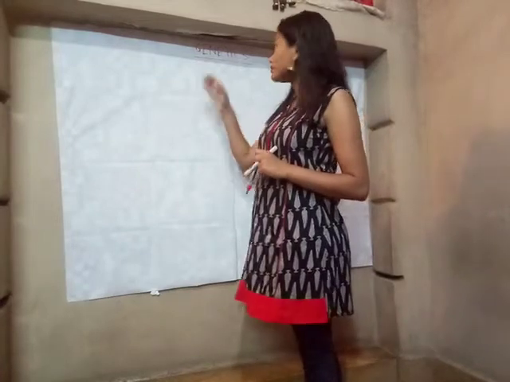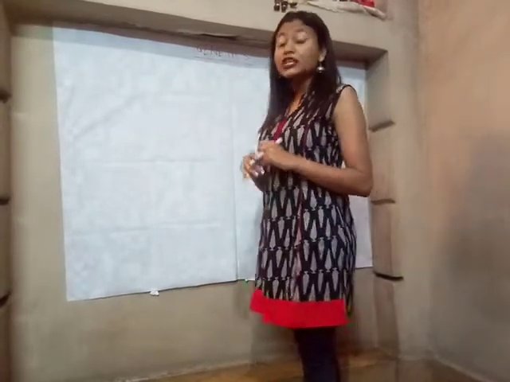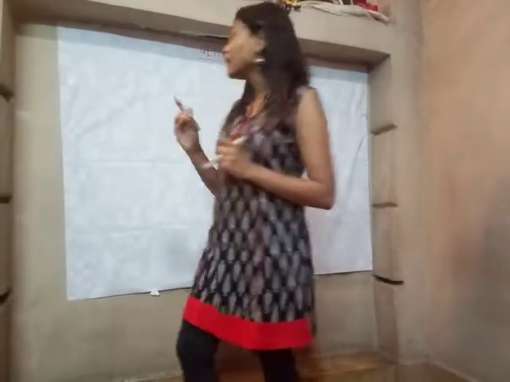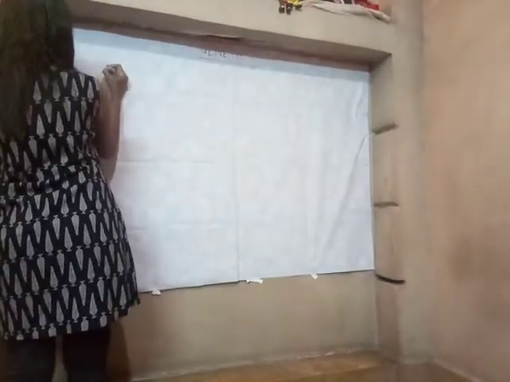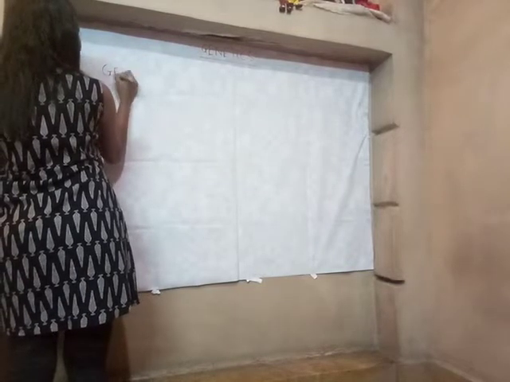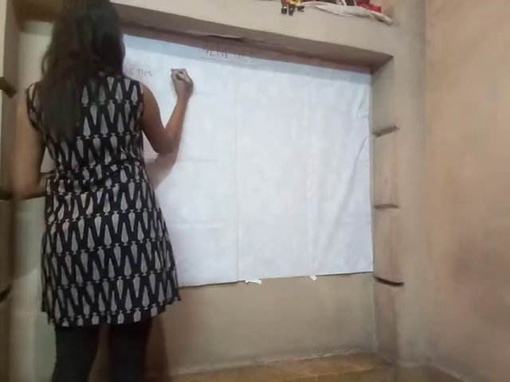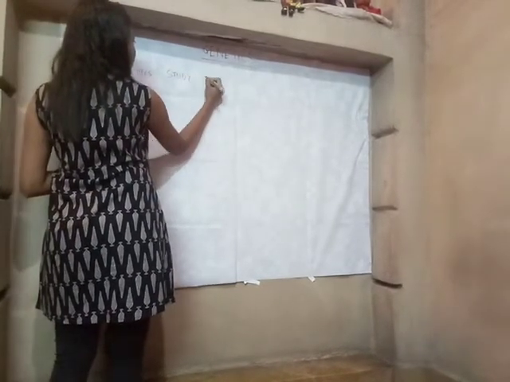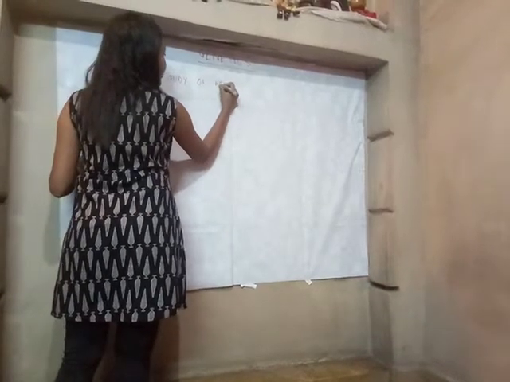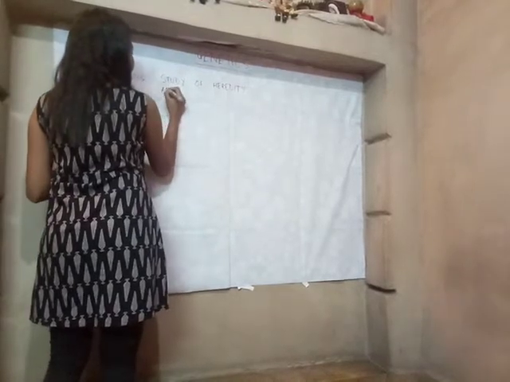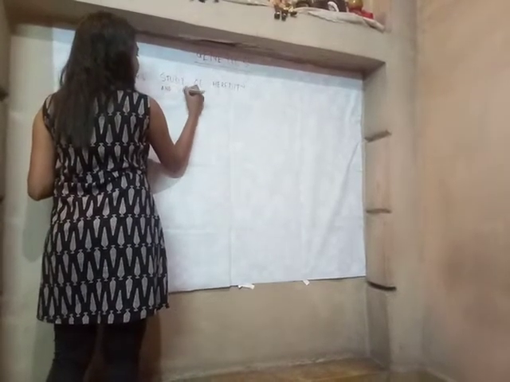So to start with, what is genetics? Genetics is the collective study of heredity and variation. Genetics is the branch of biology which deals with the study of heredity and variation. So, what is genetics? Genetics is the study of heredity and variation.